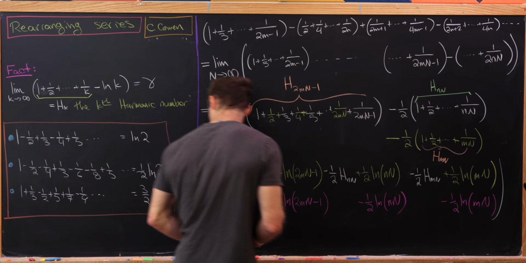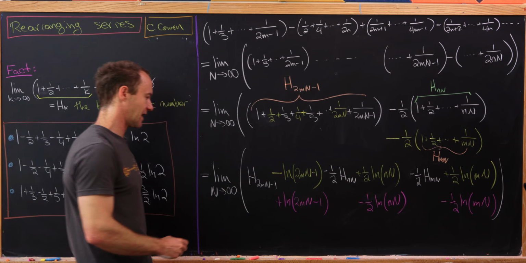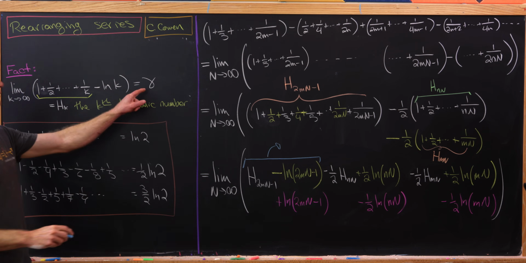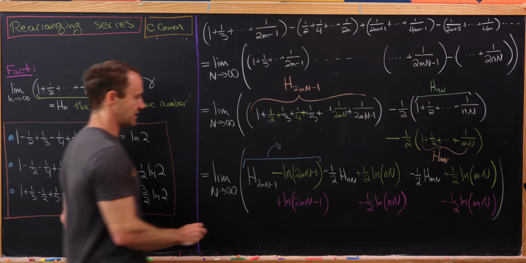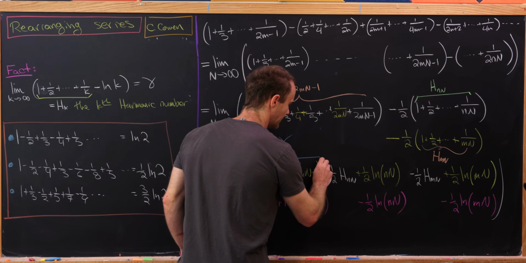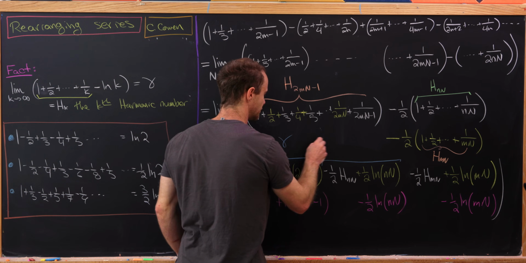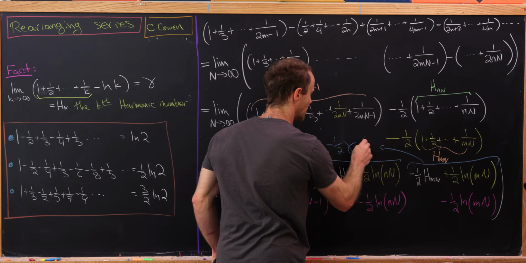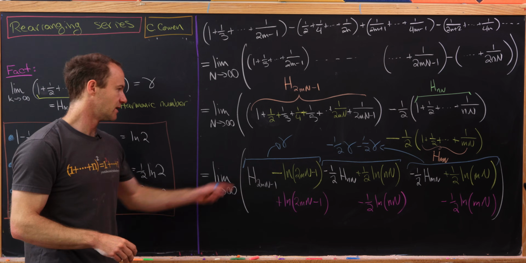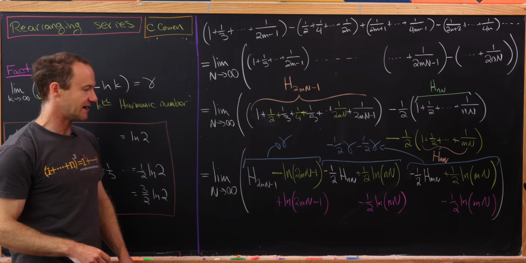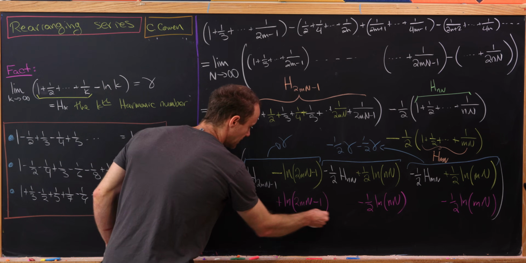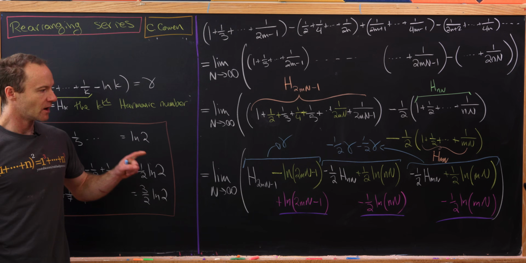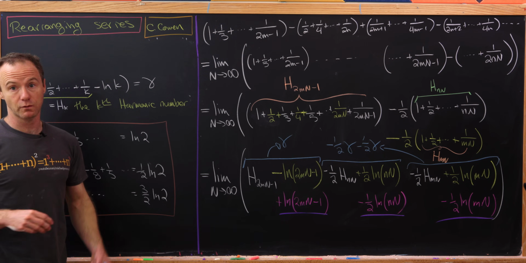Okay, great. But now here's where the magic happens. Notice that this object right here, as capital N goes to infinity, will go to gamma by this limit that we have here. And then likewise, these two terms right here will go to minus 1/2 gamma. And then these two terms right here will also go to minus 1/2 gamma. But we've got gamma minus 1/2 gamma minus another 1/2 gamma. Those cancel, meaning that all we have is the limit of what's going on down there in that magenta. Okay, so let's bring that limit up, and then we're pretty much done.